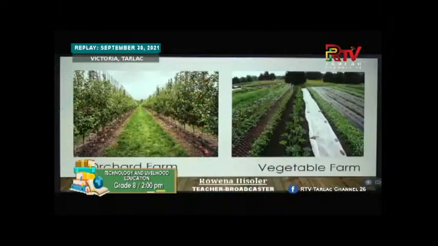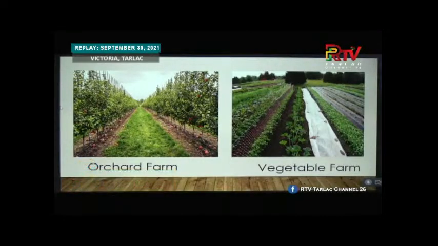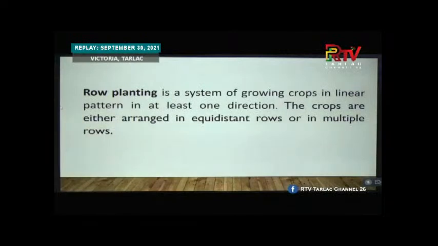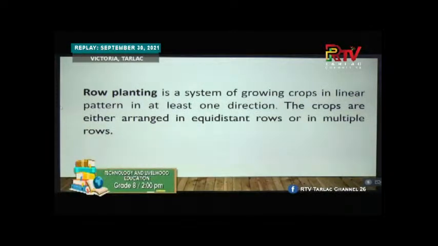The most conventional horizontal farming or garden is row planting. It is a practice in most crops, whether in fruit trees or vegetables, that is seeded, transplanted, or grown from monocropping and multiple cropping. Row planting is a system of growing crops in a linear pattern in at least one direction. The crops are either arranged in equidistant rows or in multiple rows.